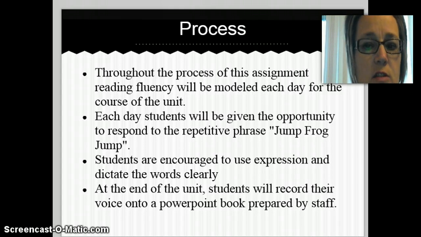At the end of the unit, students will have help recording their voice onto a PowerPoint, which will be prepared by staff, and the students will help prepare their part.